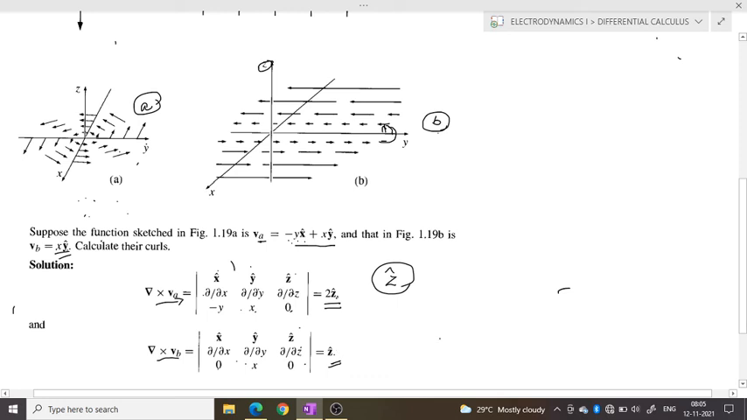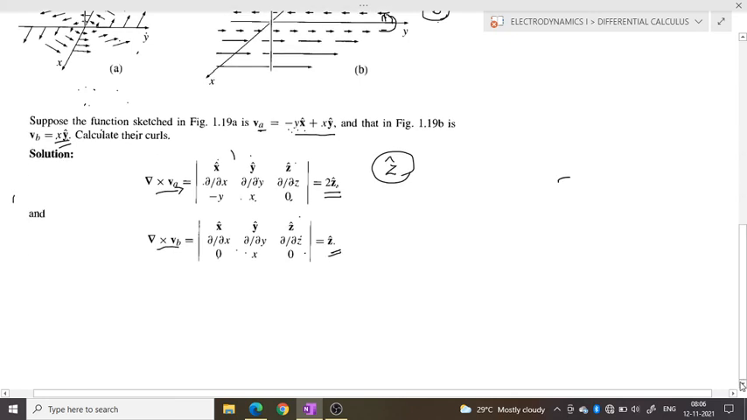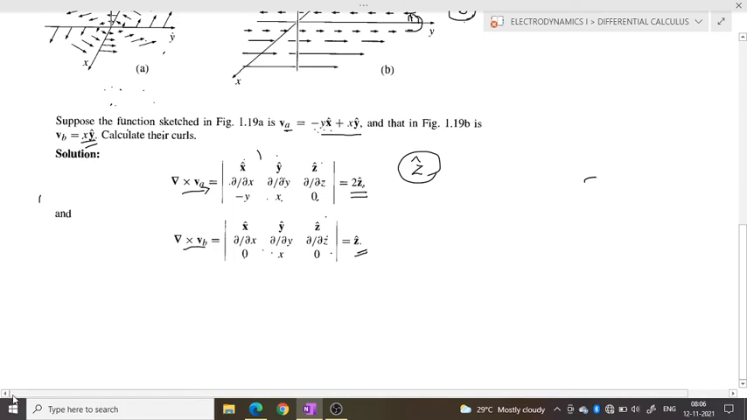So this is how we find the curl of different functions. You will be familiar with the function A cross B. In a similar way, we find the determinant, and that is how the curl is found.